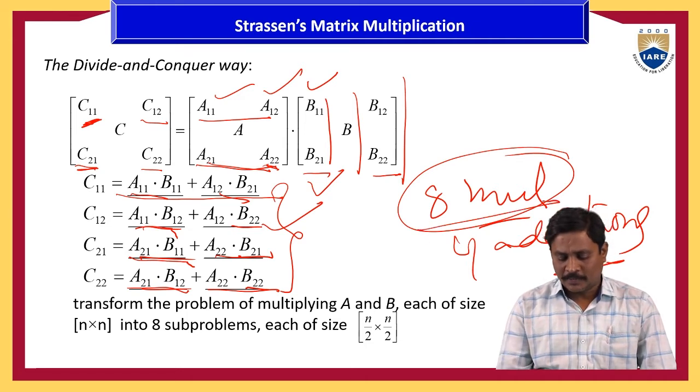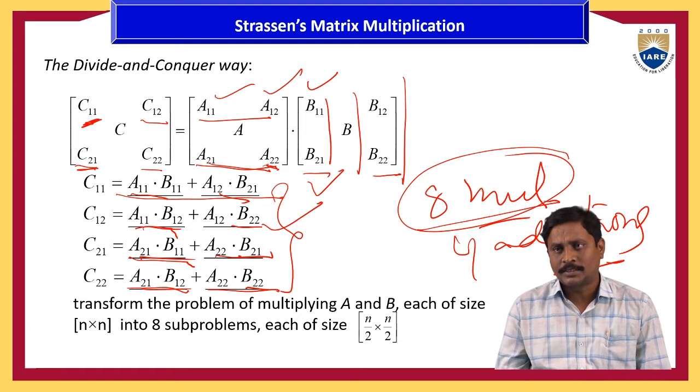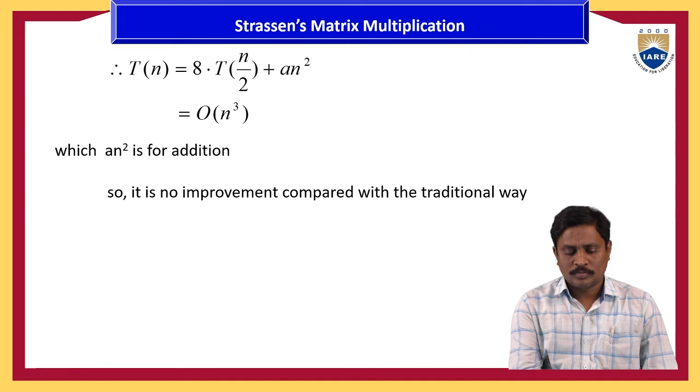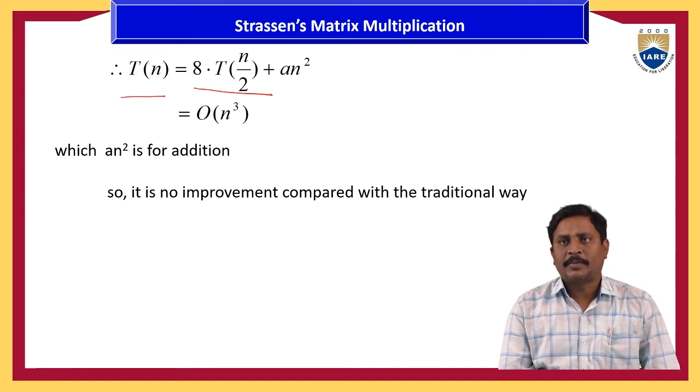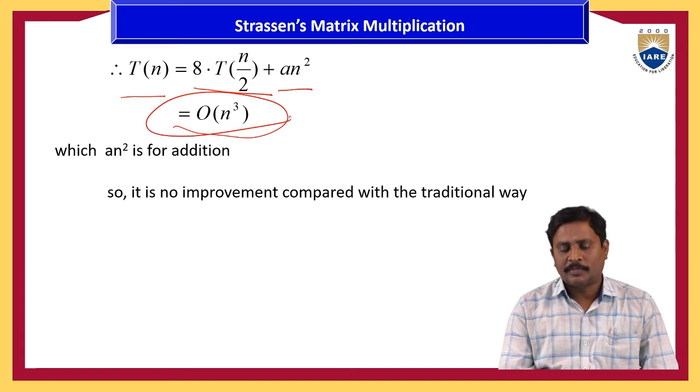So now here it takes 8 multiplications. We reduce this by using Strassen's matrix multiplication. We reduce the number of multiplications. Whenever we reduce the number of multiplications, automatically the time complexity decreases. So now we divide the multiplications into 2. That means T of n equal to 8 into T of n by 2 plus a n square. The a n square is for additions. So totally big O of n cube is the time complexity of this usual multiplication.